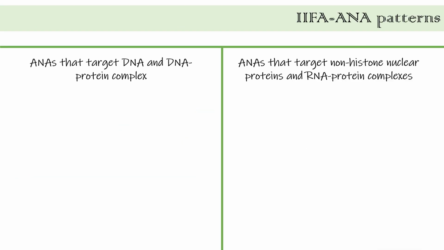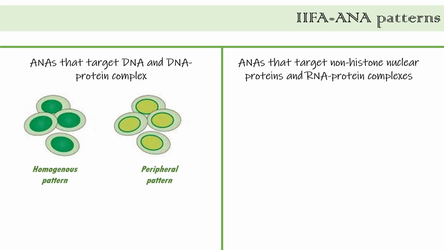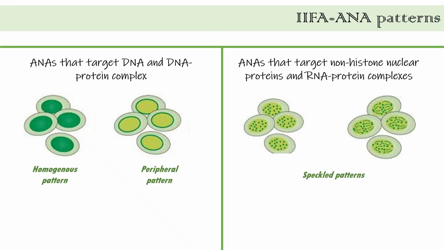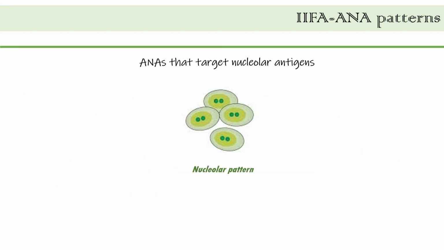As I mentioned earlier, the three types of ANAs can be correlated to distinct immunofluorescence patterns. For instance, homogeneous and peripheral immunofluorescence patterns usually indicate the presence of ANAs that target the DNA or the DNA protein complexes. Speckled patterns, on the other hand, usually indicate the ANAs that target the non-histone nuclear proteins and RNA protein complexes. And of course, nucleolar immunofluorescence patterns indicate the presence of ANAs that target the nucleolar antigens.